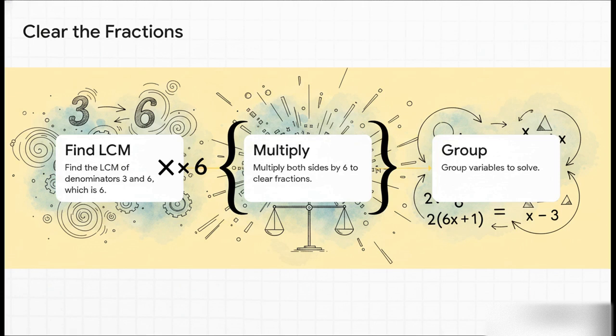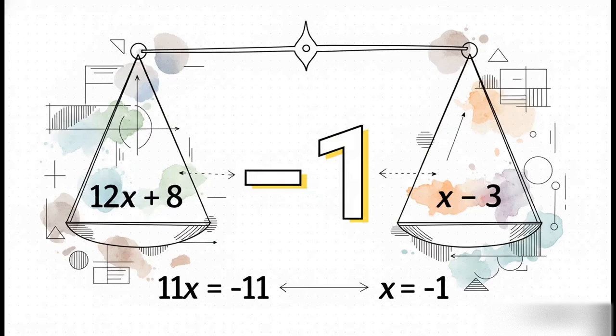The left side simplifies down to 2 times the quantity 6x plus 1, plus 6. And on the right, the denominator just cancels out entirely, leaving plain old x minus 3. Suddenly, we're back in familiar territory. From there, we just expand the brackets and group our variables. Following those logical steps just cuts right through the chaos.